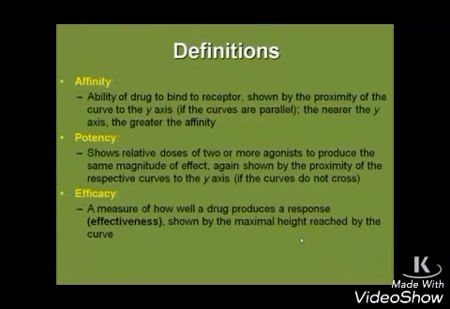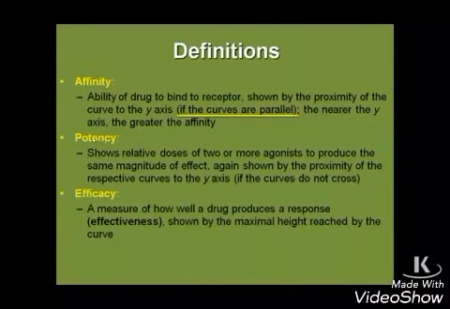Some other definitions to pay attention to, first of all, would be affinity. The affinity of a drug for binding to its receptor on a dose-response curve is shown by the proximity of the curve to the y-axis. But importantly, you can only compare affinities on a dose-response curve if those curves are parallel. And specifically, you're looking at the slopes of the curves. And the rule is this: the nearer the curve is to the y-axis, the greater the affinity.